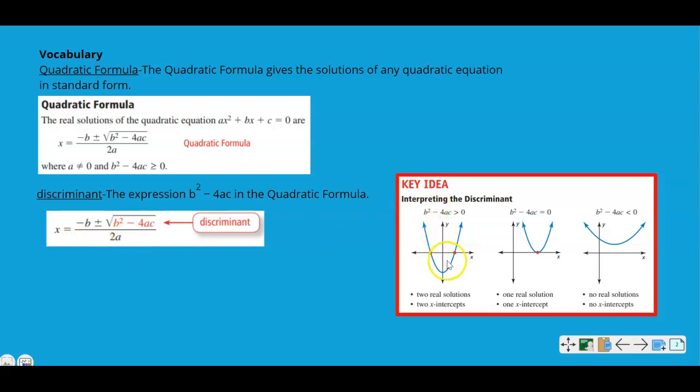Here's your key ideas that you need to commit to memory. When your discriminant, b squared minus 4ac, is greater than 0, meaning it's positive, you're going to have 2 x-intercepts, which leads to 2 real solutions. When your discriminant equals 0, that means you have 1 x-intercept or 1 real solution. When your discriminant is less than 0, so if your discriminant is negative, you get a negative number under the square root, you're going to have no x-intercepts and no real solutions.